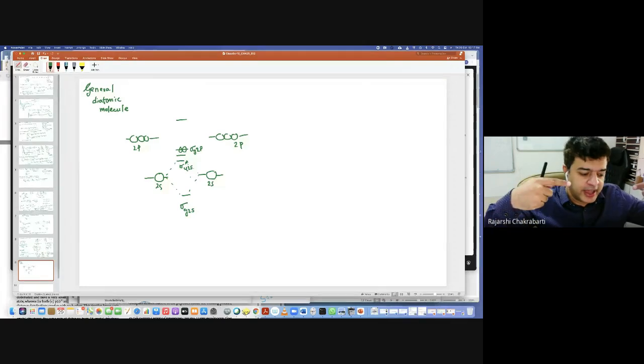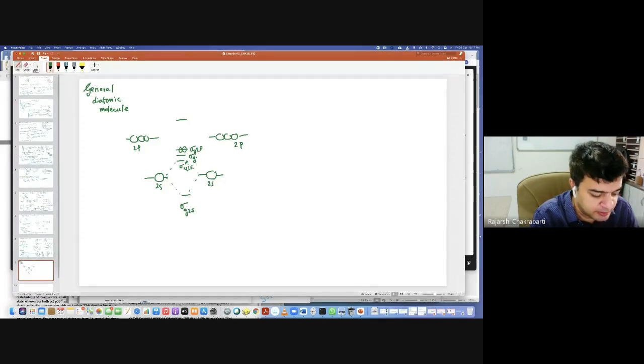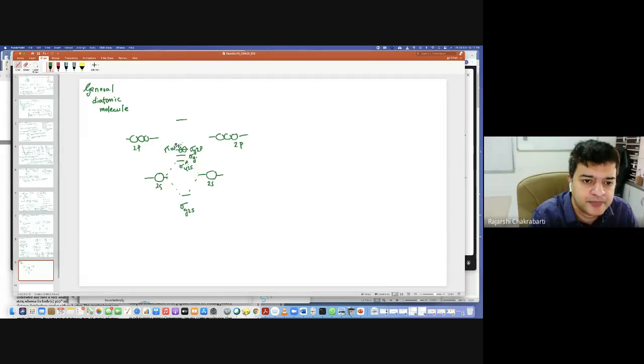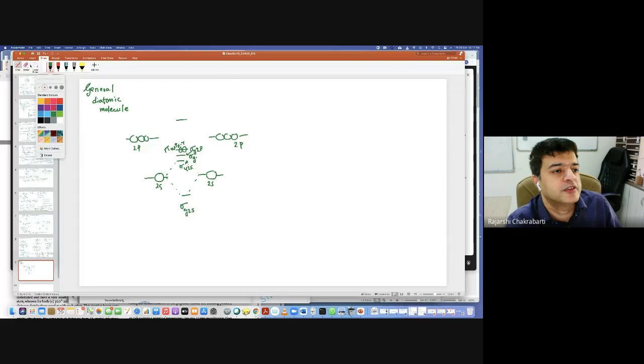And also you can have head-on overlap between 2p orbitals. So 2s and 2p I will consider later, but 2p and 2p will overlap head-on and will give you sigma g 2p. Sorry, this is pi. This is pi u 2p, 2px or 2py. And this is sigma g.